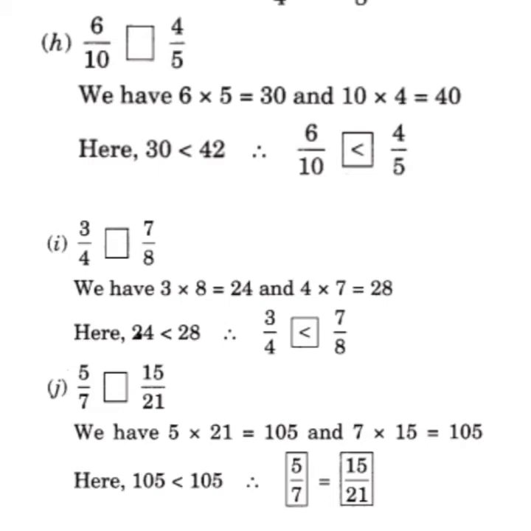Next is 3 by 4 and 7 by 8. After cross multiplication of 3 by 8 we get 24 and 4 by 7 we get 28. So which one is greater? Yes, 28 is greater. Hence the fraction 7 by 8 is greater than 3 by 4. Now last is 5 by 7 and 15 upon 21.